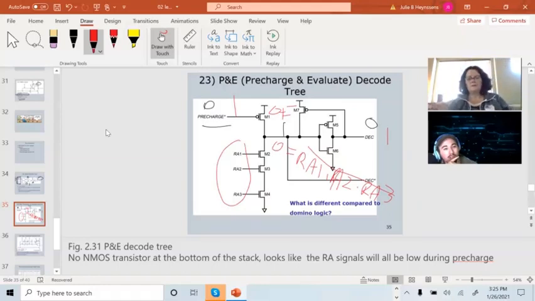You have a question in the chat from Isaiah Shipley that says, what is M7? What the heck is M7? That's a very good question. Because of all the losing a threshold nonsense, M7's purpose in life is to pull this node up. It's a pass transistor to pull that voltage up to keep from losing a threshold.